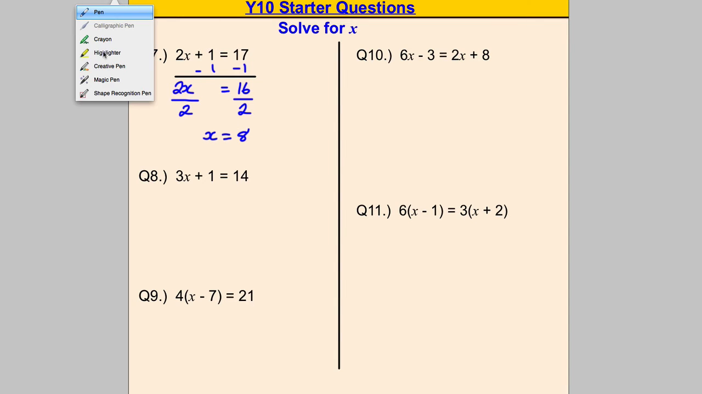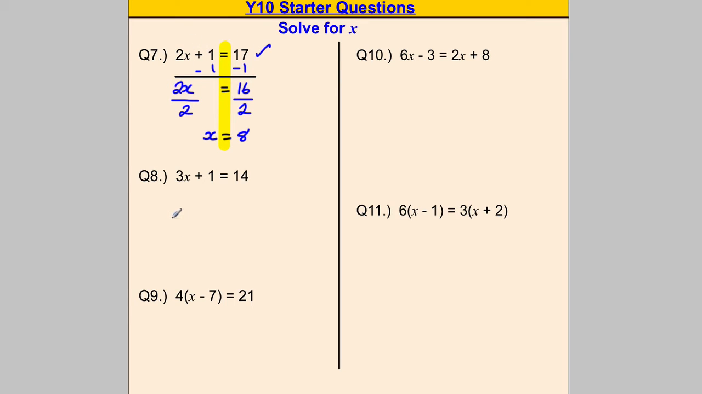Look how my equal signs are perfectly in line. That's how it should be when you're laying out solving equations like that. Let's check our work is right. If x was 8, 2 multiplied by 8 is 16. 16 add 1 is 17. I checked it and got it right.